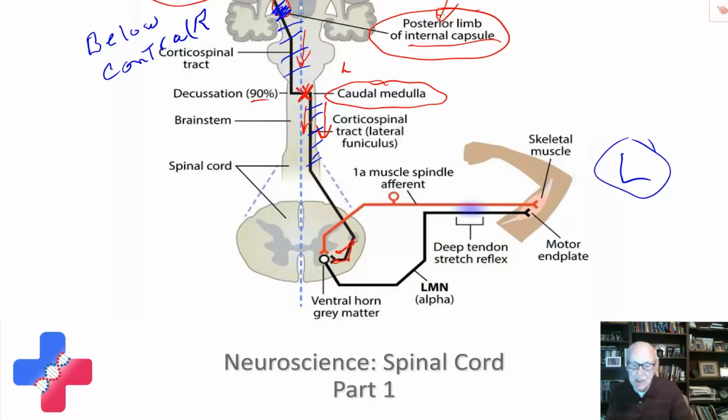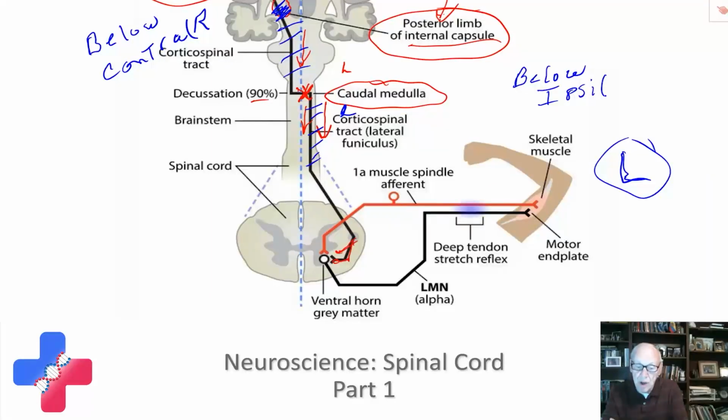So now notice the fibers are on the same side as the moving muscle. So this one is going to be below. If you damage the left side of the spinal cord, you're going to affect the left limbs. This is below, ipsilateral. So it's an easy rule. And because of that, you should never, ever miss a long tract lesion.